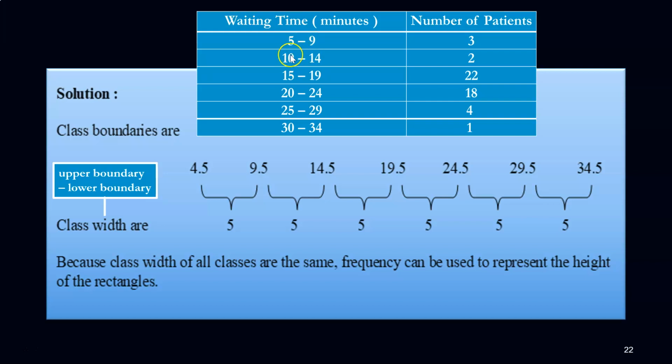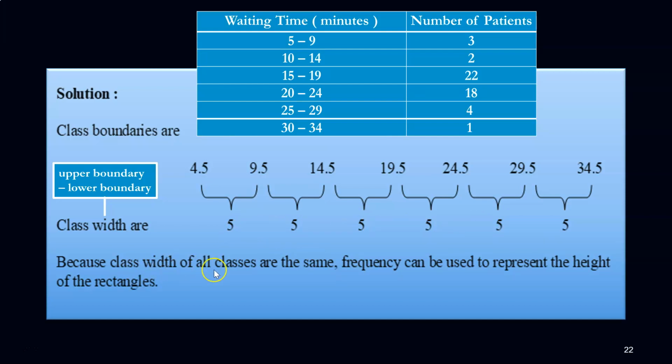Ni sama jugalah. Kalau kita tolak 0.5, dia akan jadi 9.5 kan? Then, this one 14.5. This one akan jadi 19.5, 24.5 and so on. Dia jadi macam ni lah bila you write it down without using the table. So daripada 4.5 to 9.5 itu adalah class width. Macam mana cari class width? Guna formula: upper boundary minus lower boundary. So 9.5 minus 4.5 you get 5. Class width tu usually dia memang sama. Okay, it's all the same for all classes.